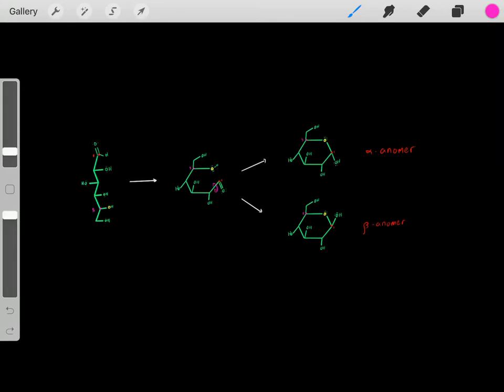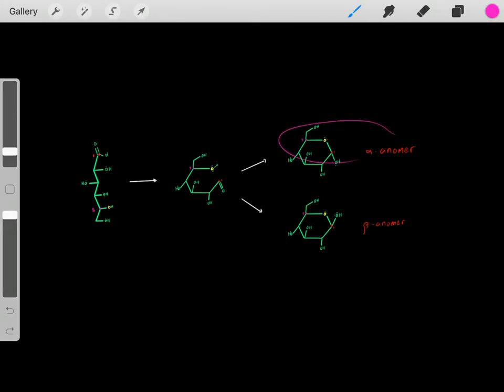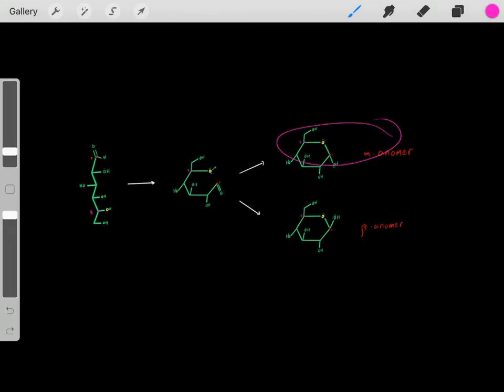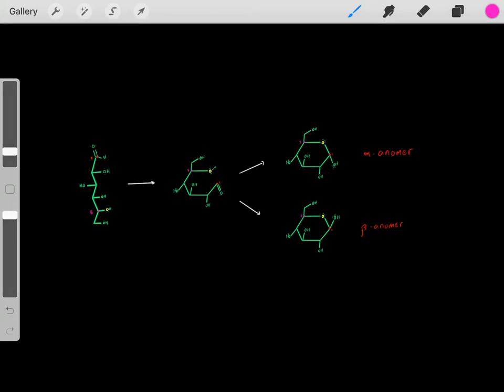So if we happen to have the specific rotation where we attack on this face, we form the beta anomer. However, if we attack on this face, we form the alpha anomer. So these are both glucose molecules. The only thing that differs is the stereochemistry of this carbon 1, this anomeric carbon. So again, this is the alpha anomer and this is the beta anomer.